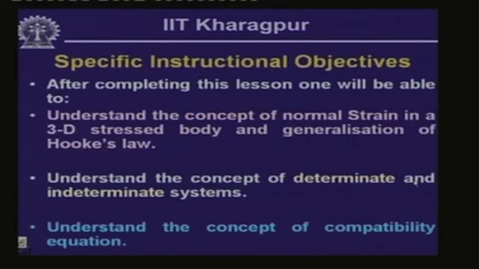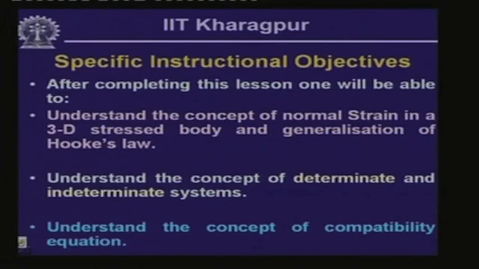It is expected that after this lesson is completed, one will be able to understand the concept of normal strain in a 3-dimensional stressed body, and thereby we can go for the generalization of Hooke's law. One should be able to understand the concept of determinate and indeterminate systems. Also, one should be able to understand the concept of compatibility, which will eventually arise out of this indeterminate system, which we are going to discuss subsequently.